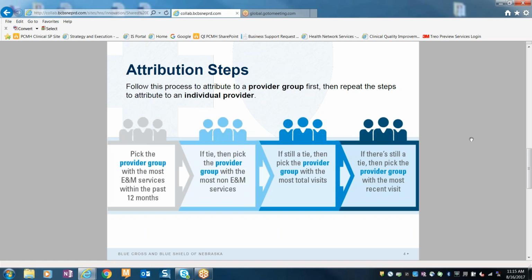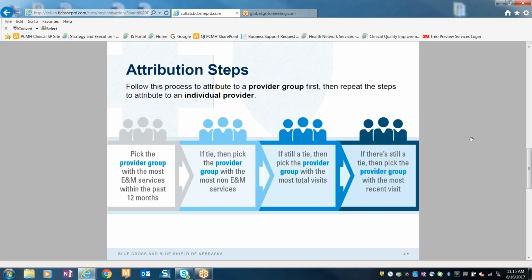And so the final tiebreaker is they'll pick the provider group with the most recent visit. So just know that when we're getting into steps 2, 3, and 4 here, we're really getting onto the very last part of the tail of that bell curve, right? We're thinking about just very few individuals. The vast majority get attributed within that very first step.